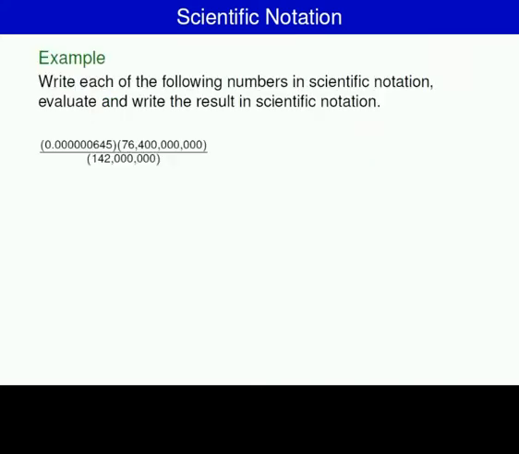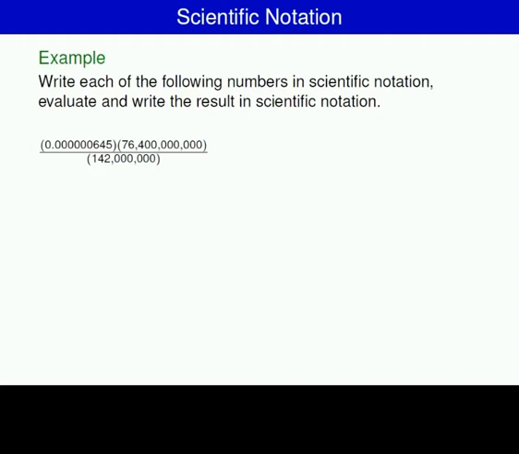Here is an example which includes everything we can expect in an example in the exam or the quizzes. First, we need to write each of these numbers in scientific notation. Remember, there are 3 parts to this: writing everything in scientific notation, evaluating or simplifying the result, and taking the result and writing that in scientific notation.